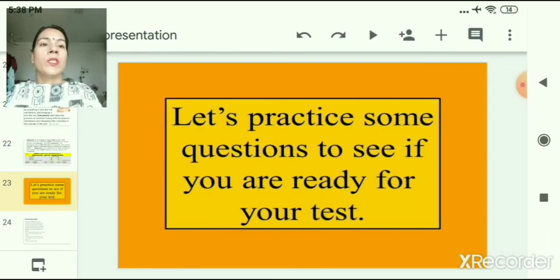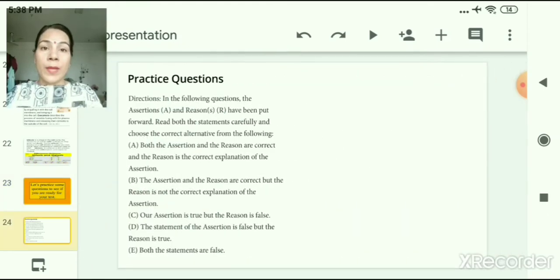Now let us practice some of the questions, and this time there are certain new types of questions. Let us go through it. There are assertion and reasoning based questions in which the assertion is given to you, and based on that assertion, there will be one reason. You have to find out whether the reason which is given for that assertion is correct or not, and accordingly you have to give your answer. So let us go through it.